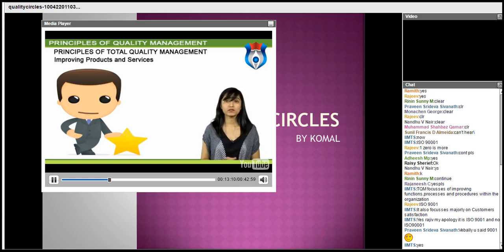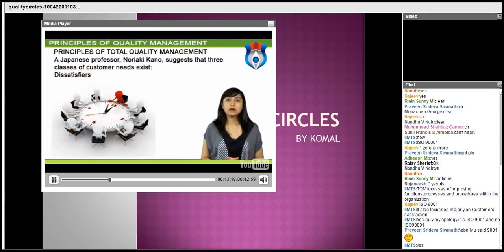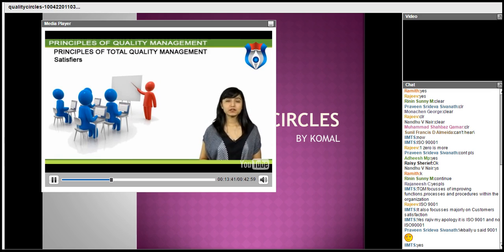Improving products and services. Careful research is required to determine the needs of customers, and those needs must be reflected in the design of products and services. A Japanese professor, Noriaki Kano, suggests that 3 classes of customer needs exist. Dissatisfiers: those needs that are expected in a product or service, such as a radio, heater, and required safety features in an automobile. Satisfiers: needs that customers say they want, such as air conditioning or a compact disc player in a car. Fulfilling these needs creates satisfaction.